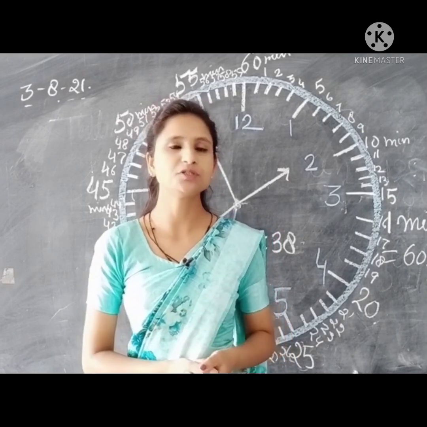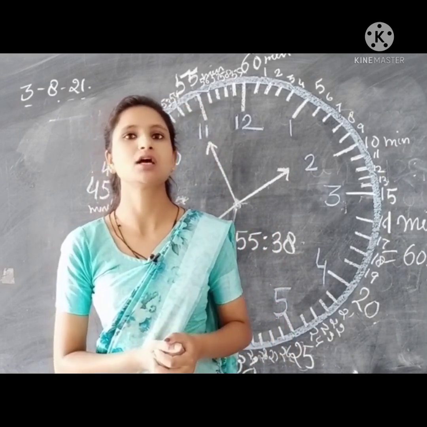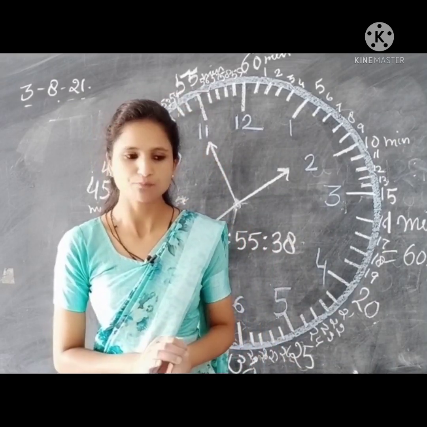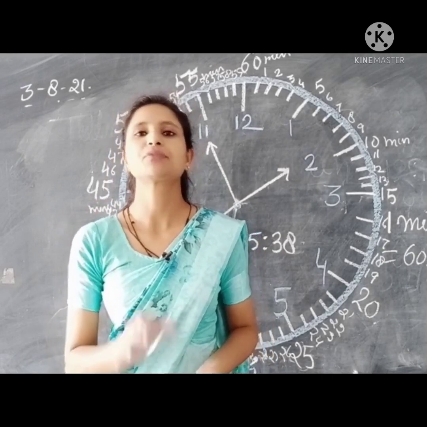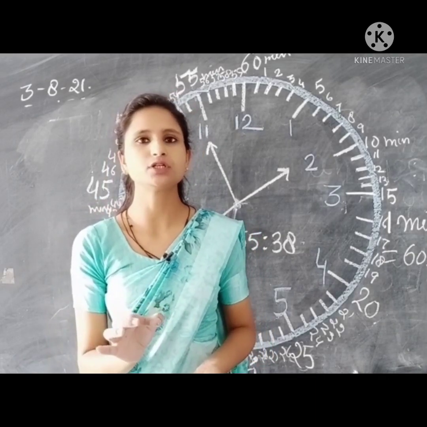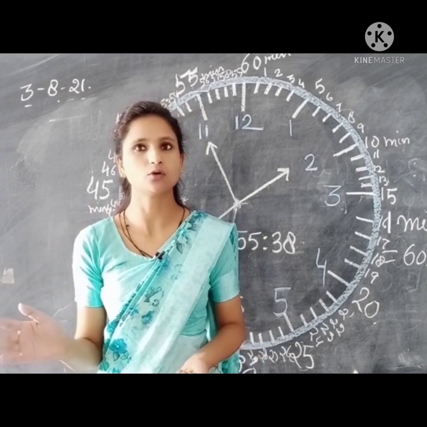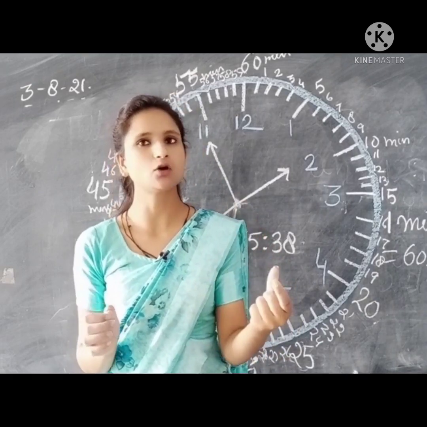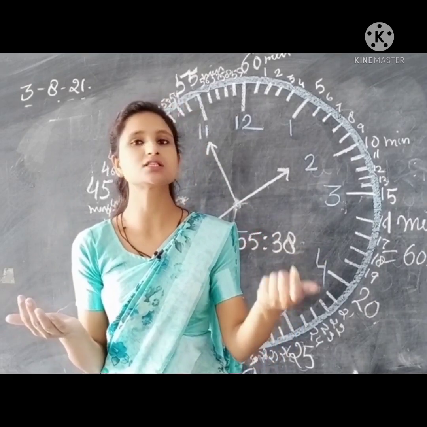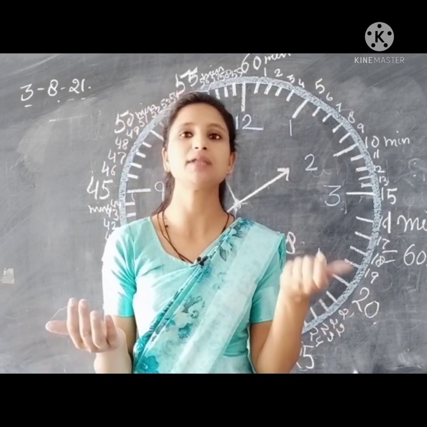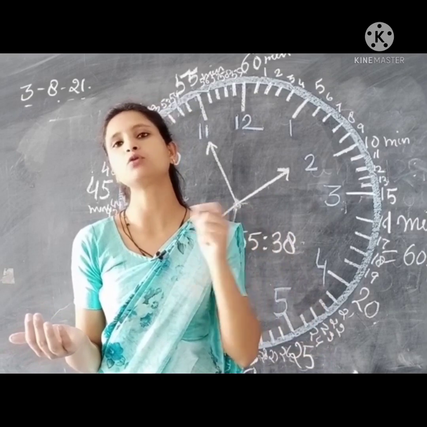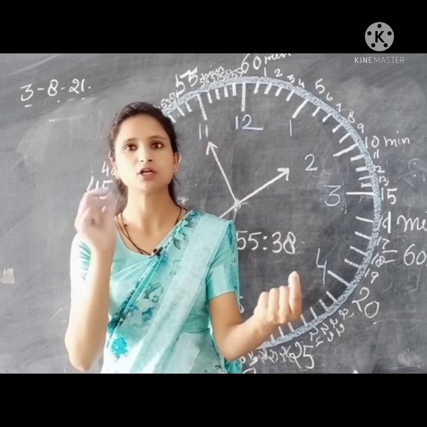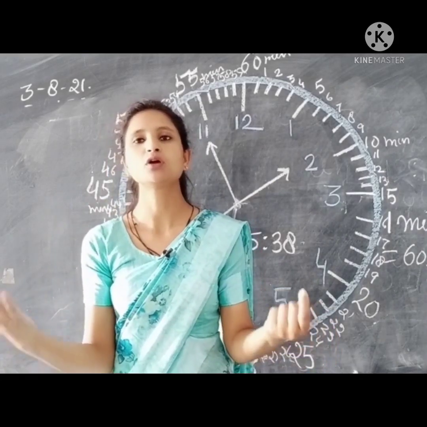So I hope, dear children, you have understood the concepts about the 24-hour clock and telling time in hours, minutes and seconds. Let us revise quickly how we have to convert the 12-hour clock into the 24-hour clock. Listen very carefully. 12-hour means 2 p.m., 3 p.m., 6 p.m., 8 p.m., 9 p.m. Only p.m. you have to convert. If you are taking 2 p.m., you have to add 12 to it, then it will become 14 hours.